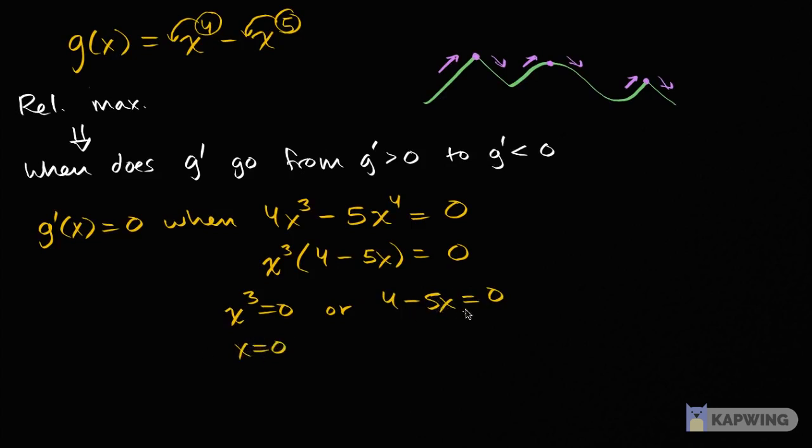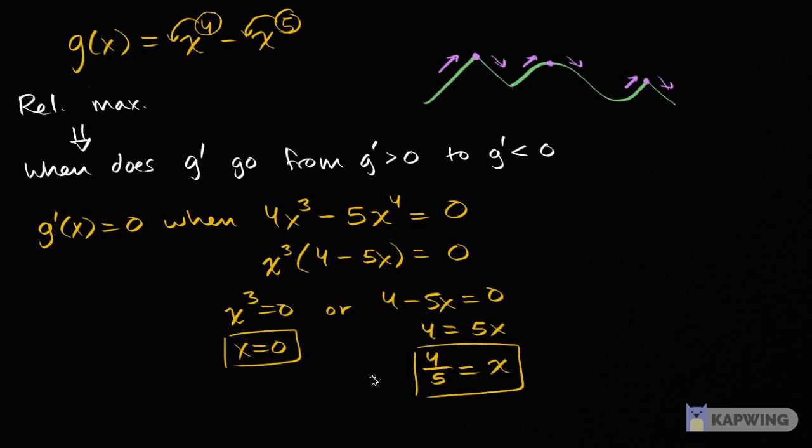For x to the third equaling 0, that's only going to happen when x is equal to 0. And 4 minus 5x equaling 0, we'll add 5x to both sides. You get 4 is equal to 5x. Divide both sides by 5. You get 4/5 is equal to x. So these are the two places where our derivative is equal to 0. Now, are there any places where our derivative is undefined?